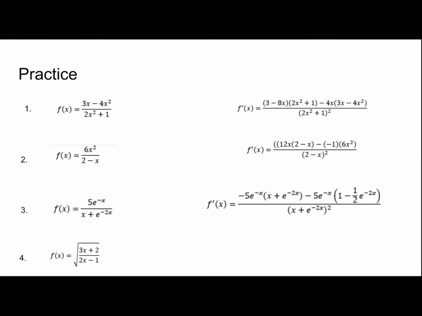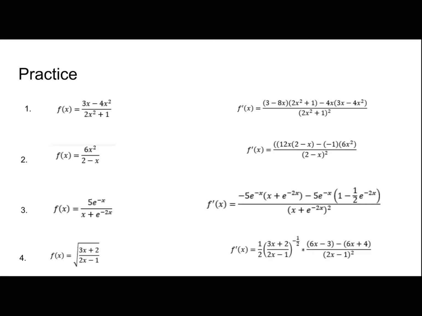And the last question we have is f of x equals the square root of (3x plus 2) over (2x minus 1). Alright, so for this question, we're going to be applying the chain rule and the quotient rule together. So our f dash of x: the square root can be rewritten as to the power of 1/2. So we take the power down, so it becomes 1/2 times everything in the middle to the power of negative 1/2, taking the power down by 1, times the derivative of the inner function, which is 3x plus 2 over 2x minus 1.